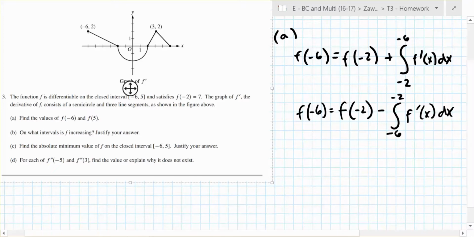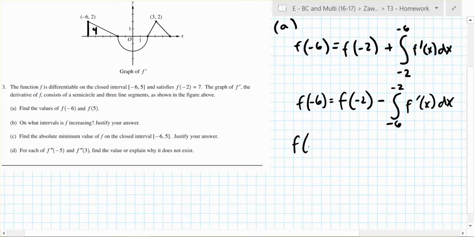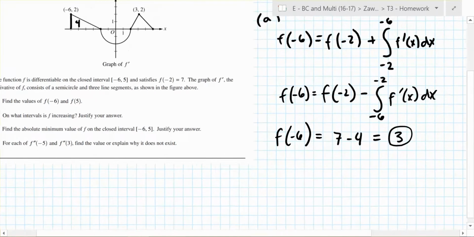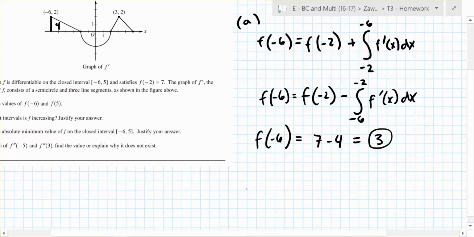So now what we have to do is just calculate the area from -6 to -2. It's just a triangle with a base of 4 and a height of 2. So we're going to have an area of 4. So f of -6 is going to be equal to 7 minus 4, which is 3. So next, we're going to want to look at f of 5. So we're going to use our same method.